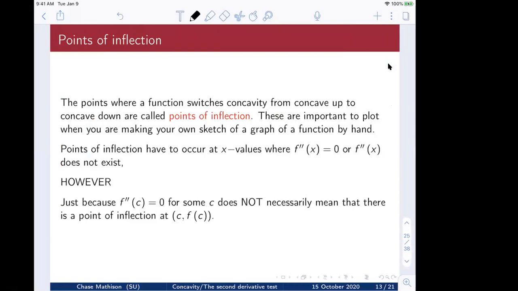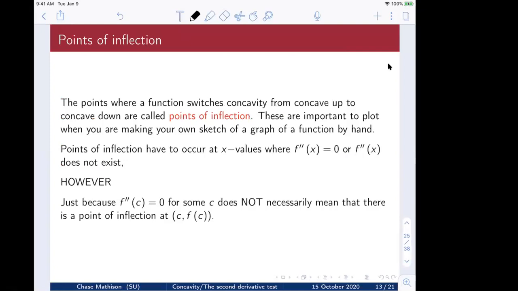It's just like with critical numbers. Just because f has a critical number at some x doesn't mean necessarily that f has a relative max or a relative min there. It's the same way. So f double prime of x equals 0 is where you check for points of inflection, but they're not necessarily where f has a point of inflection.